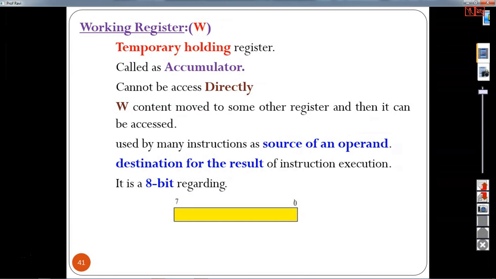So FSR is a file select register and a special purpose register. It is used in indirect addressing mode as an 8-bit register file address pointer. Any address is first written into FSR to access the entire register file. And INDF is a special purpose register. It is not a physical register. It addresses the register whose address is in FSR, so all addresses can be accessed.